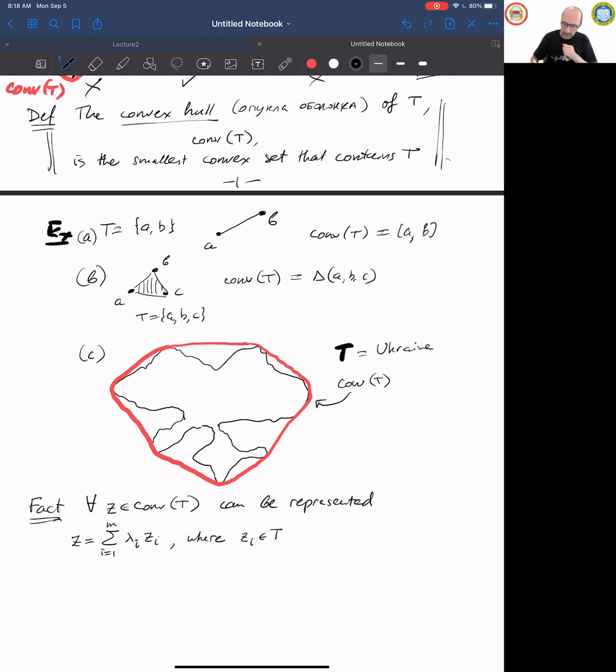And moreover, these weights, let's call them weights, lambda_i, are like proportions or percentages. So the lambda_i's are all non-negative, and they sum to 1. Think of them as percentages, like they sum to 100%.